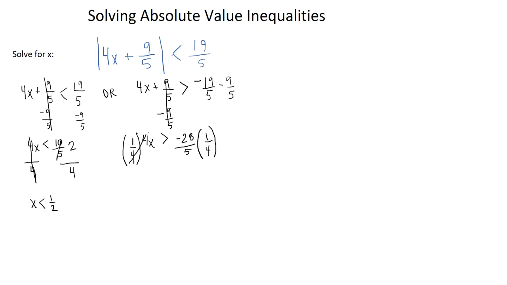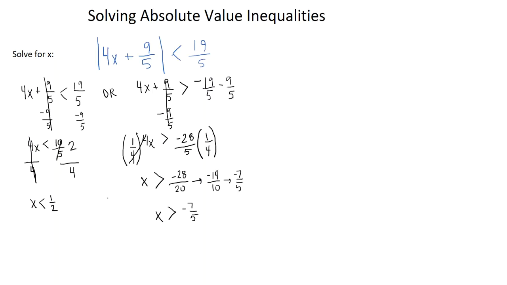So instead of trying to divide a fraction by another number, now we just have fractions to multiply. So these 4's cancel, and we're left with 1x, which is just x, greater than negative 28 times 1 is negative 28. 5 times 4 is 20. And 28 over 20 reduces to, if we divide those both in half, negative 14 over 10. We can divide them in half again, negative 7 over 5. So x is greater than negative 7 over 5.